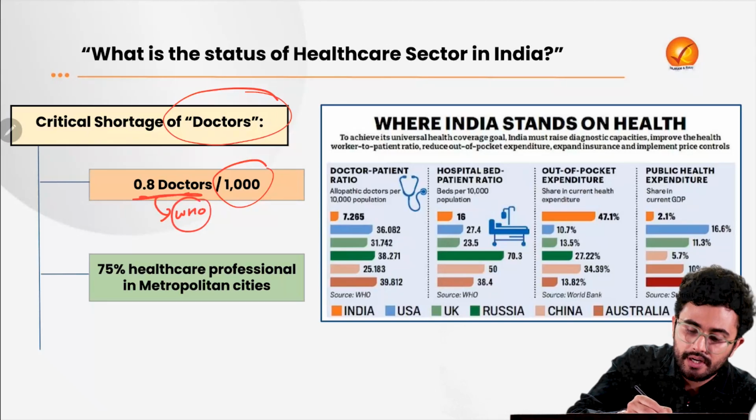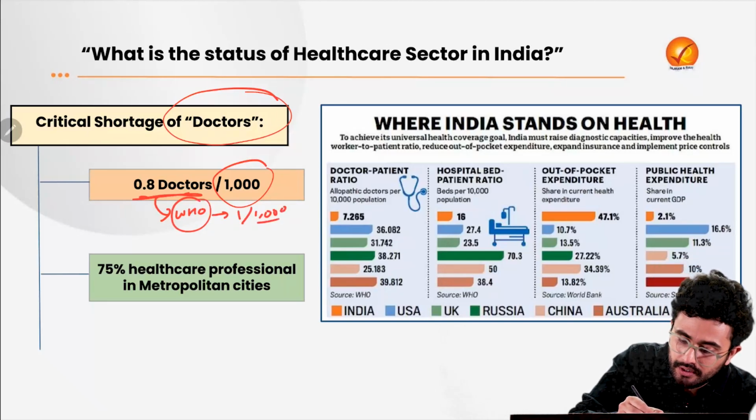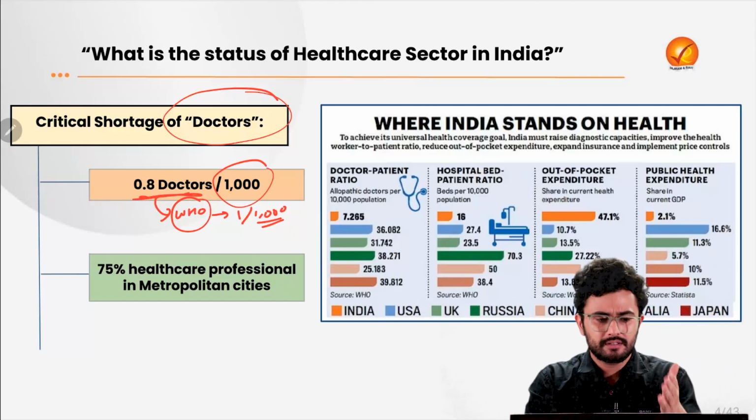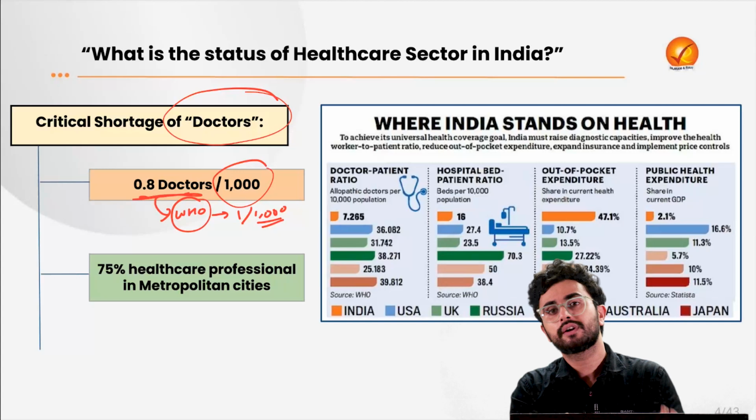However, as per the World Health Organization, the recommended value is 1 doctor per 1,000 people. Now some of you will say, sir, we are not very far from that, so you are just criticizing for the sake of criticism.